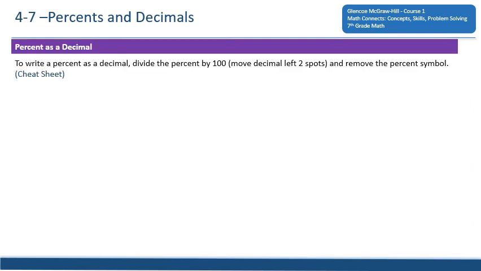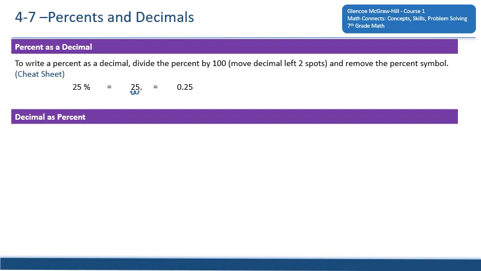Percent as a decimal. To write a percent as a decimal, divide the percent by 100, which means you're going to move the decimal left 2 spots and remove the percent symbol. So if I have 25% and I divide it by 100, I'm going to move the decimal 2 places to the left, and I end up with 0.25.